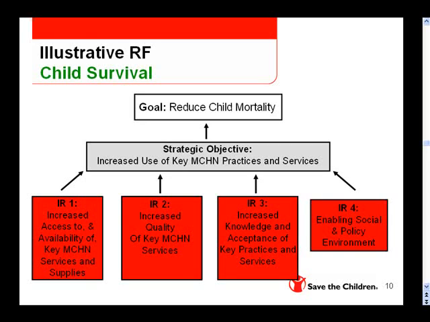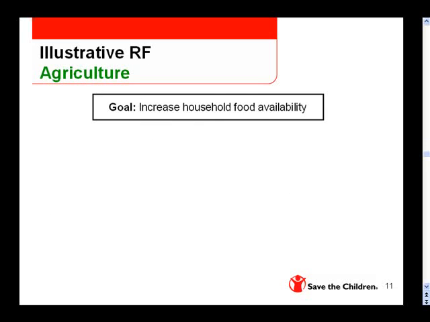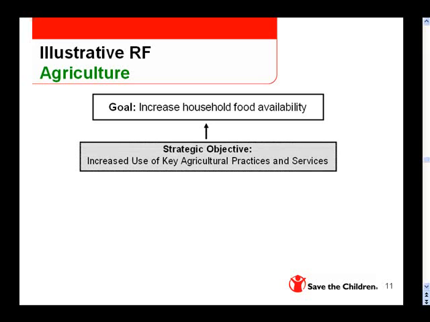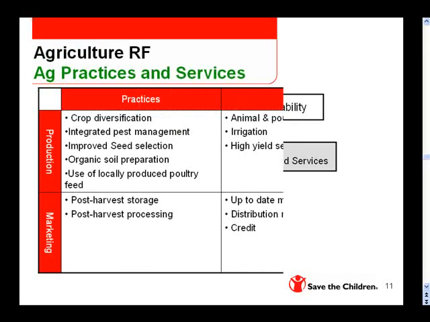Let's take another example of a results framework for an agricultural program, where the goal would be to increase household food availability, while the strategic objective would be defined as increased use of key agricultural practices and services. And again, what do we mean with practices and services for agricultural programs? Let's take another closer look at this.